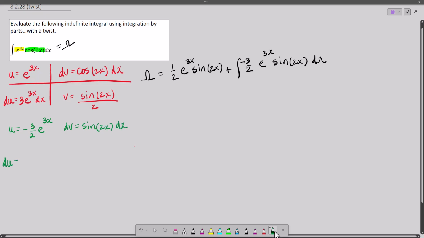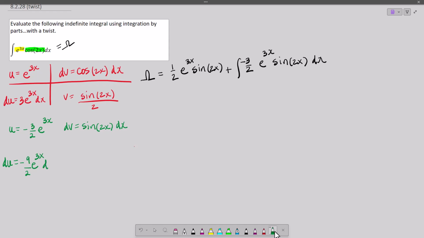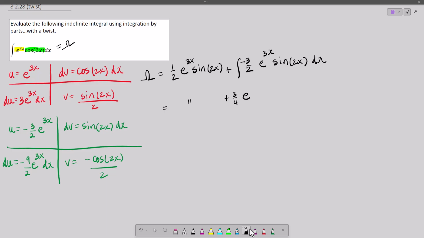The derivative here will be minus 9/2 e to the 3x times dx. And the integral here will be minus cosine 2x over 2. So when we do our integration by parts this second time, that front term comes on down. And then we're going to have u times v. u times v is going to be positive 3/4 e to the 3x cosine 2x.